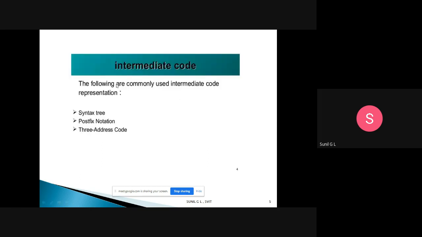Okay, so how will we represent the intermediate code? There are commonly used intermediate code representations. There are three types: syntax tree, postfix notation, and three address code. The syntax tree we already discussed in the previous class, in the fifth module. After that we have postfix notation, that is, representing the infix expression as a postfix expression. Then, the important thing, three address code. We'll take one simple example on syntax tree, postfix notation, and three address code.